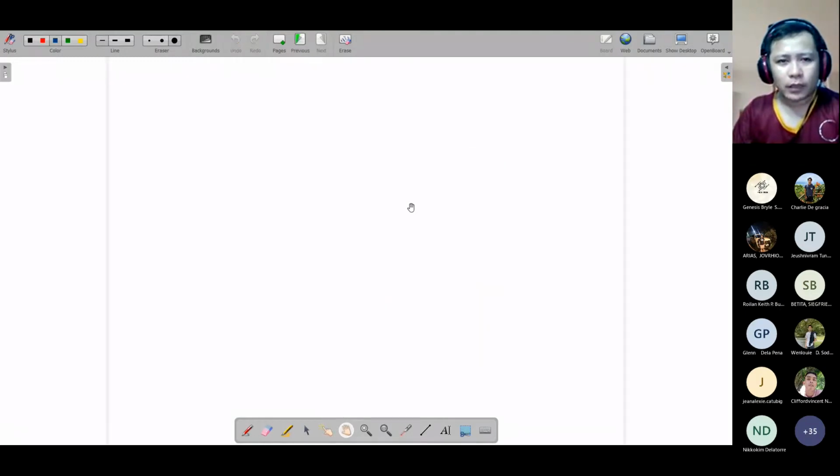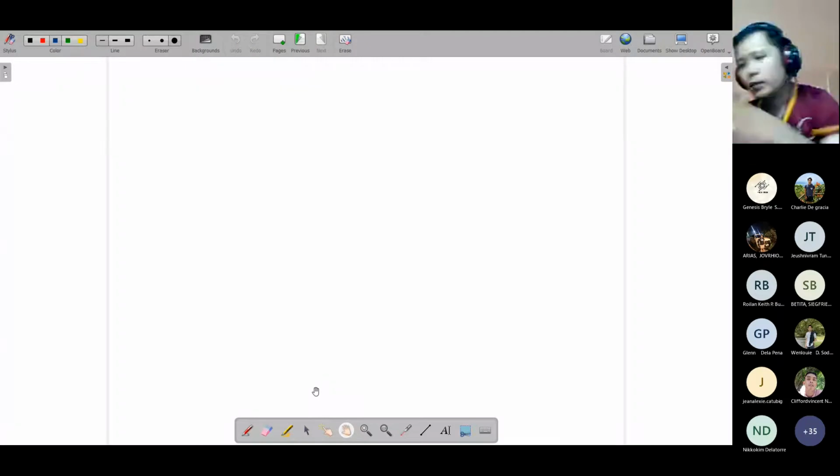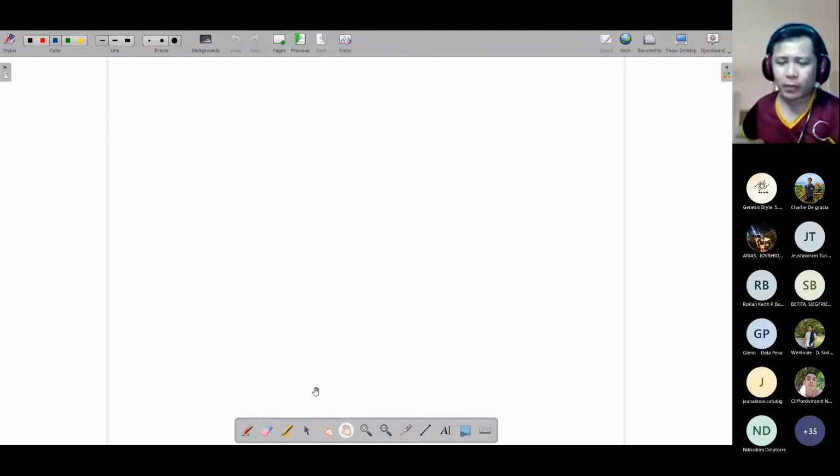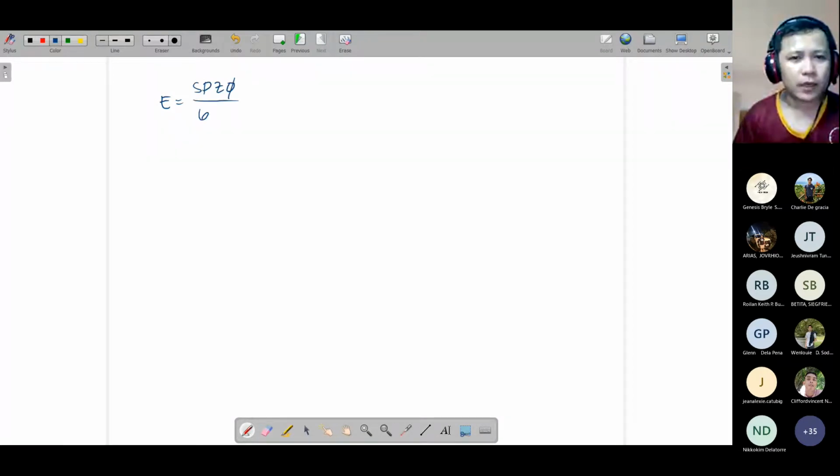Okay, let's have a new page. So let me explain. How did we come up with E1 over E2 equals S1 over S2? Again, we have a formula E is equal to SPZ over 60. Pasensya, I'm still getting used to the digital tablet.